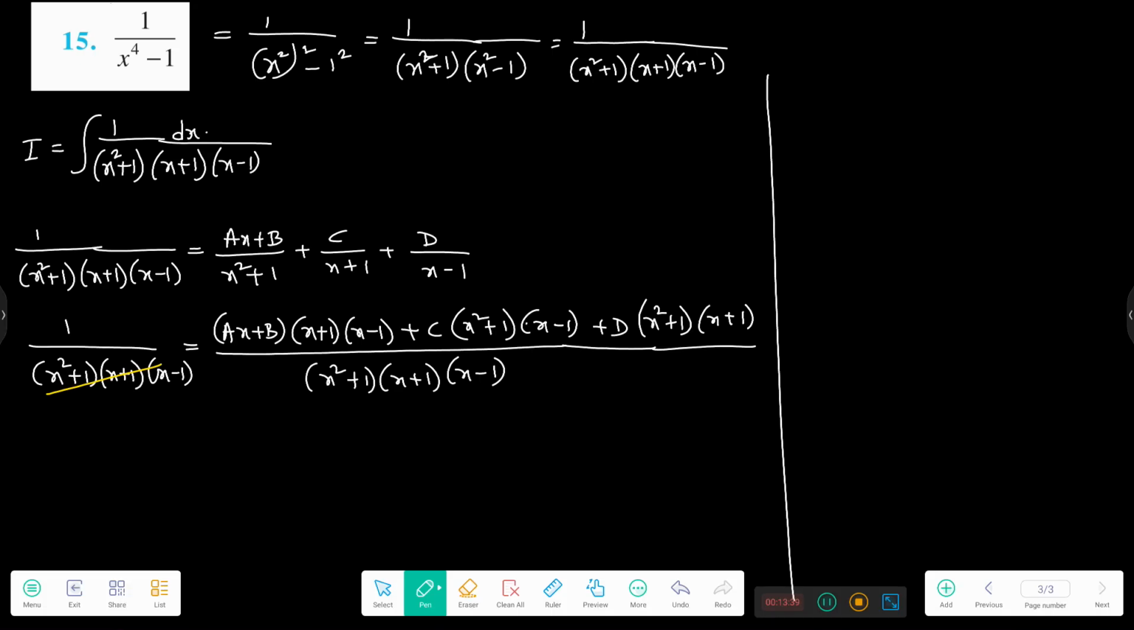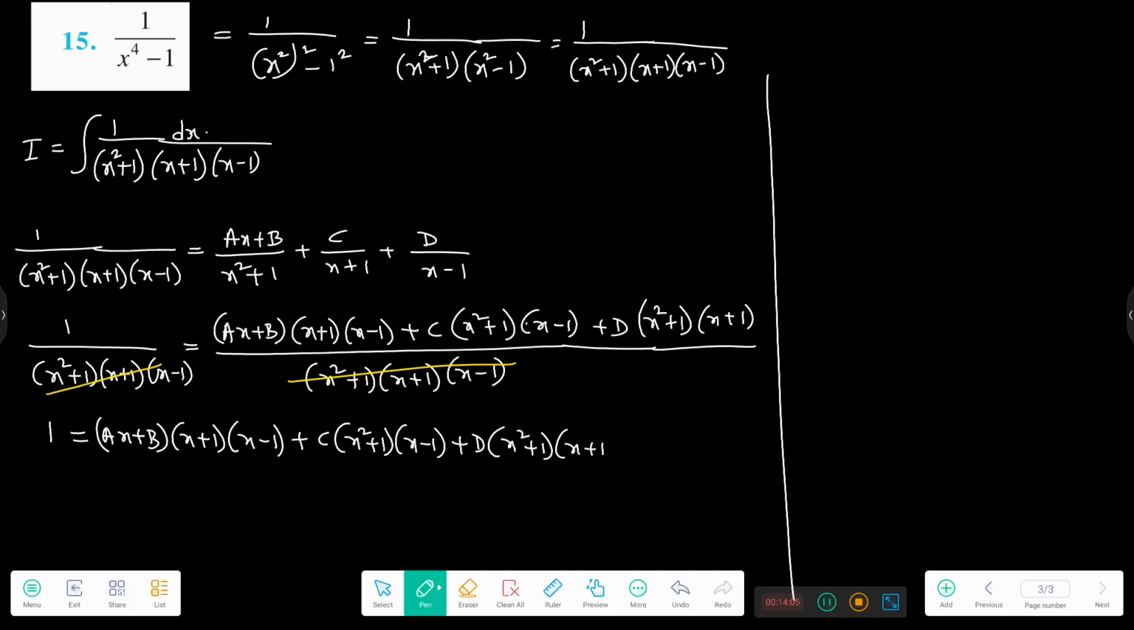And here we have the same denominator, (x square plus 1)(x plus 1)(x minus 1). So when we have the same denominator you can cancel it. Then what we have remaining, let's write: 1 is equal to (ax plus b)(x plus 1)(x minus 1) plus c into (x square plus 1)(x minus 1) plus d into (x square plus 1)(x plus 1). Understand? It's enough. Now children listen, let's apply one by one. Put x is equal to, sorry, what is that, x plus 1?